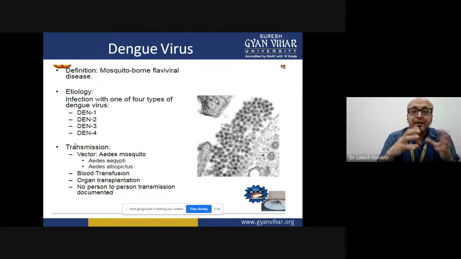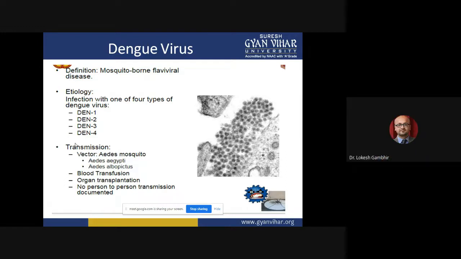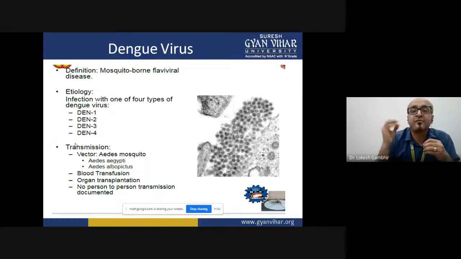Till date, no case has been reported of person to person transmission. That means it never spreads through any kind of aerosol or any kind of fluid. It always spreads from a vector, and the vector is the mosquito. So the mosquito bite is the thing that you should be more worried about in this scenario rather than person to person contact.